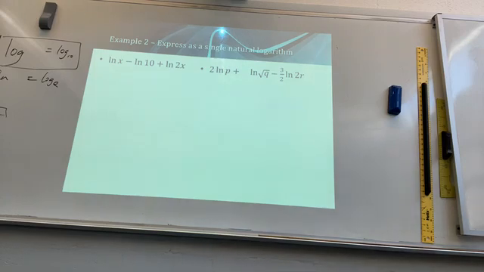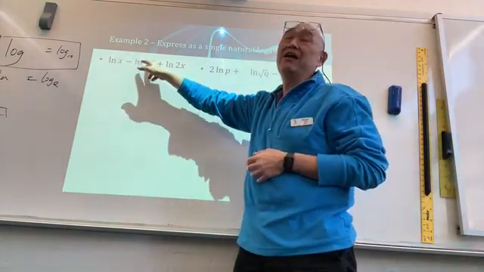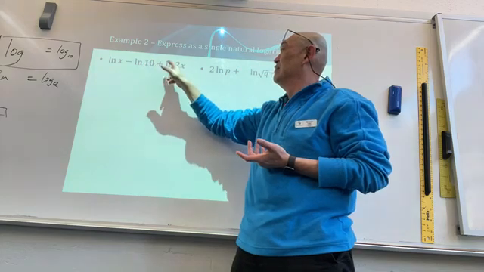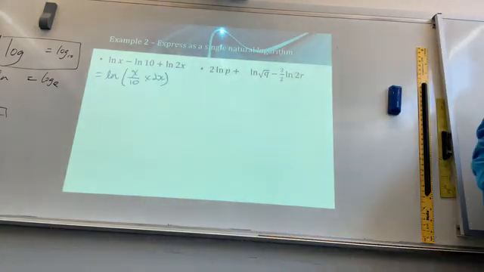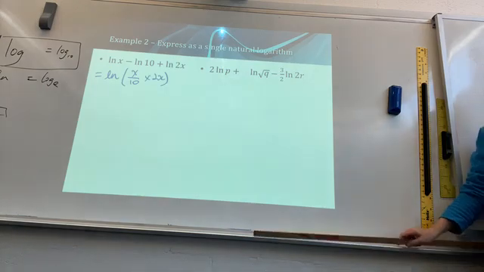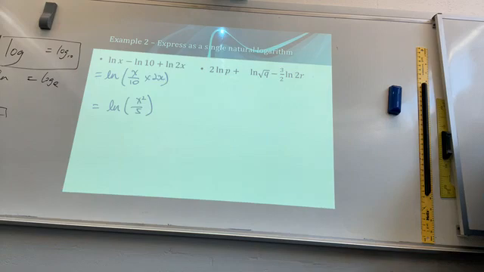Here, you must know your log laws. You have to be able to combine your log laws. The first one is actually log of x divided by 10, correct? Times 2x, and simplify as needed. 2x squared over 5, so x squared over 5. Log of x squared over 5. So that is where you need to express it as a natural log.